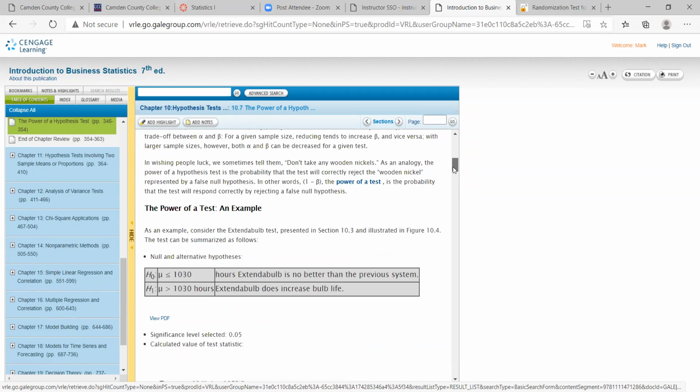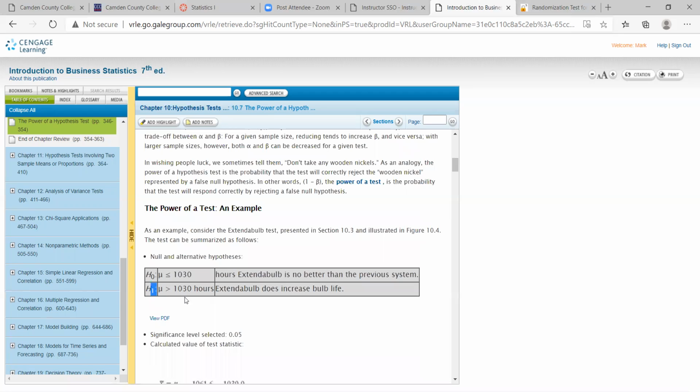I think there's an example here. All right. So suppose the null hypothesis is that mu, let's forget about the less than or equal to, is equal to 1030. It has something to do with the number of hours of a light bulb. And the alternative hypothesis, HA instead of H1, is that mu is greater than 1030. All right. So this is a right tail test. Now, if we wanted to calculate where alpha is, alpha is going to be on the right tail. That's where alpha is going to be.